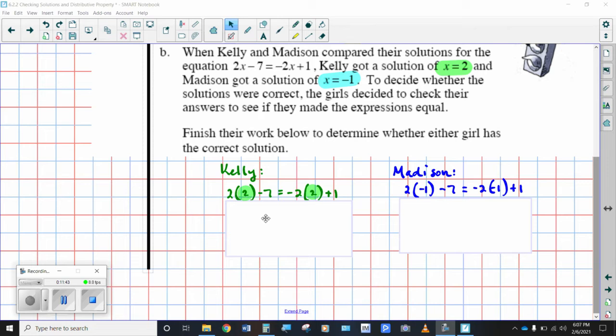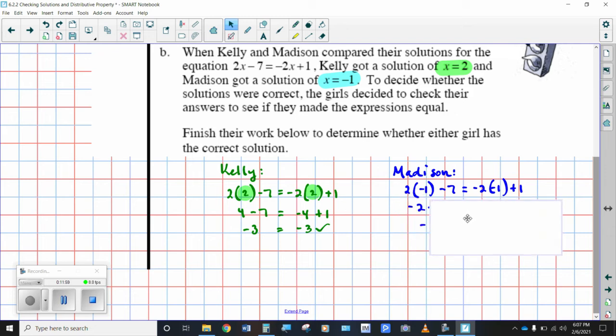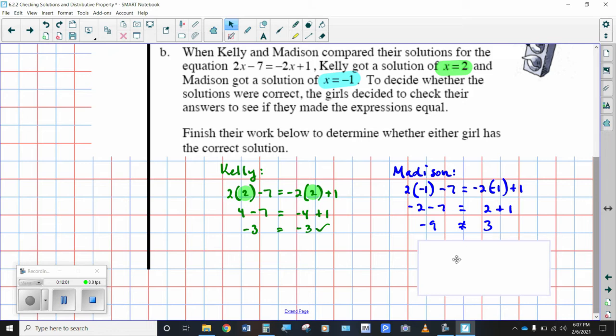With Kelly, this ends up being 4 minus 7, which is equal to -3. And on the right side, that's -4 plus 1, which is also equal to -3. So Kelly is correct. Now let's see what happened with Madison. 2 times -1 is equal to -2 minus 7 is equal to -9. And on the right side, -2 times -1 is +2, right? Negative times negative is positive, and 2 plus 1 is 3. That is not correct. So we verified that Madison is the one who was correct. We checked her work, and we verified that her solution is the right one.